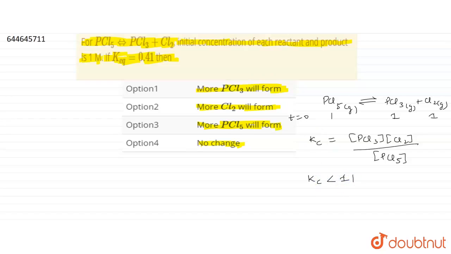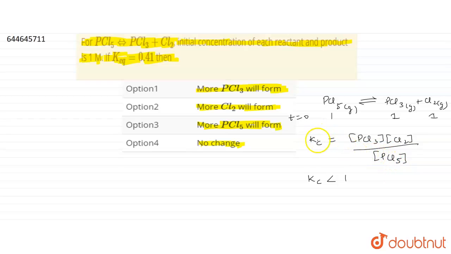Wait a second, let me write it more clearly, guys. So as you can see, Kc is less than 1. Equilibrium constant is less than 1. That means the concentration of PCl5 will be higher at equilibrium. I hope you guys are understanding it.